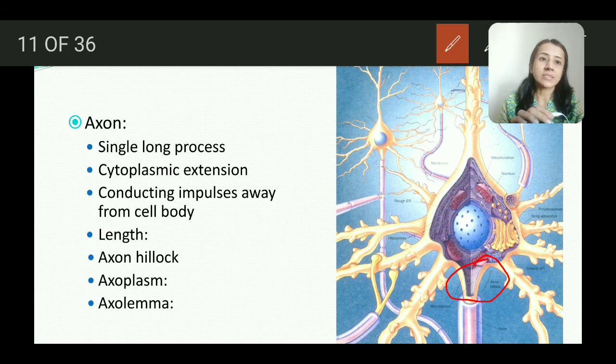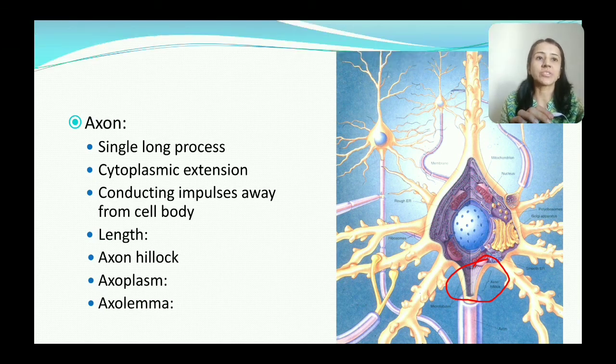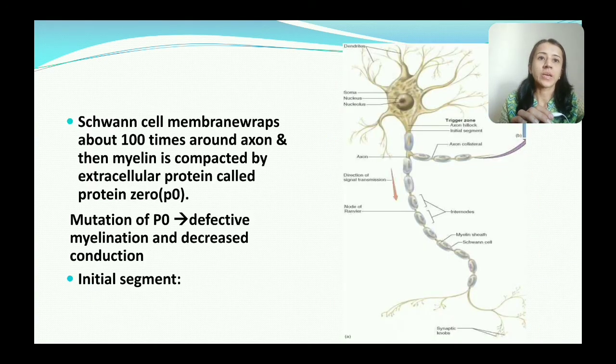Next is axoplasm, that is the cytoplasm present in the axon. And next is axolemma, which is the cell membrane of the axon. Now, you can see here Schwann cells wrap about 100 times around the axon and form the myelin sheath, and this myelin sheath is compacted by an extracellular protein known as protein 0. When there is a mutation of protein 0, that results in defective myelination and it also affects conduction.